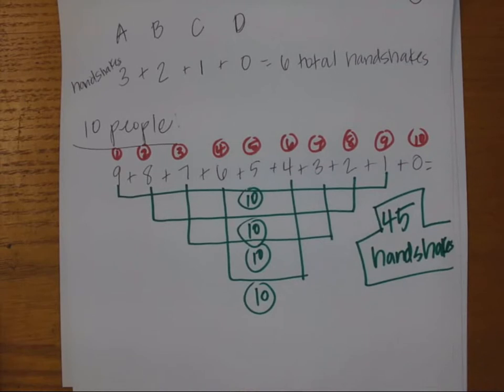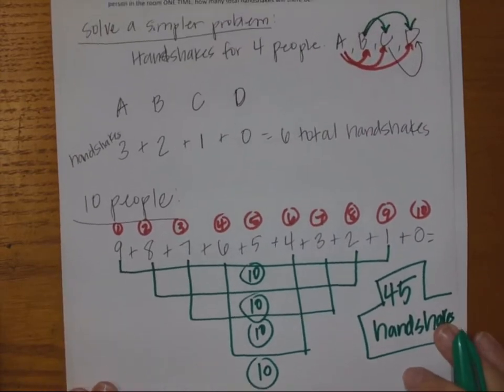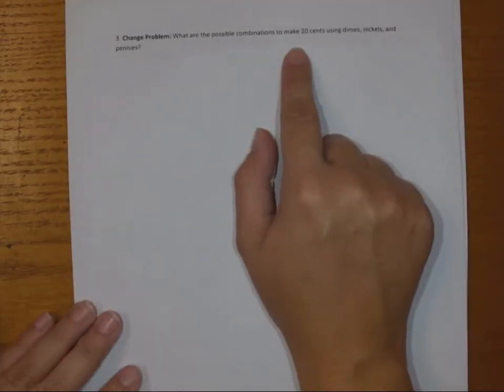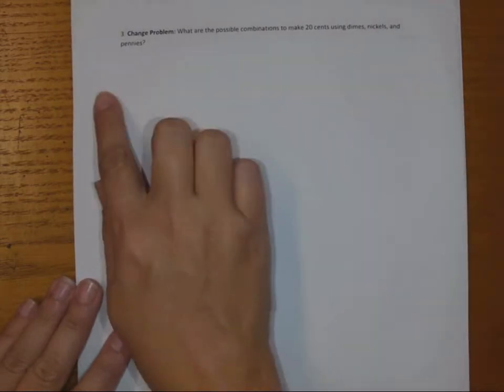And that is your answer for the problem. So that was an example of solving a simpler problem to be able to solve a more difficult problem. The next problem we are going to do is number 3. What are the possible combinations to make 20 cents using dimes, nickels, and pennies?